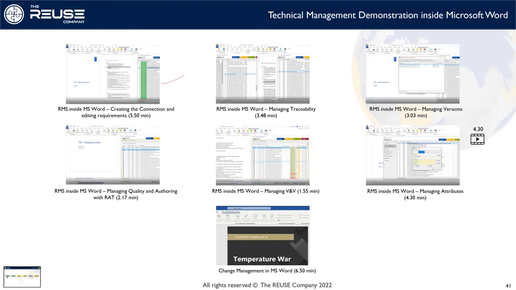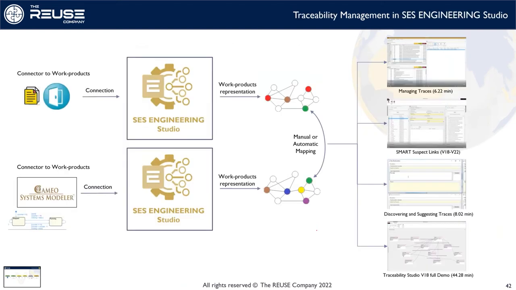So creating connections for producing Word as a requirements management tool, managing traceability. You have not seen traceability managing, but you can imagine that it is as simple as opening two connections and creating the traces, managing versions, managing quality, managing VMV, managing configuration of attributes, and managing change requests. That's what I have prepared for you. Although there are many, many different other videos that I have here. Of course, we don't have time to do that. But you can see for traceability a little bit what is the way we do.